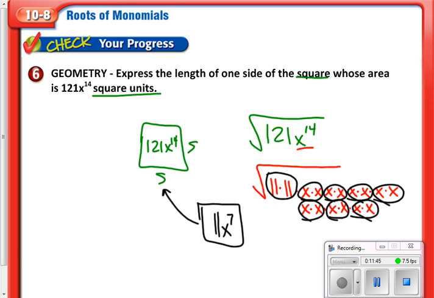And a way to double check that as well, 11x to the 7th, 11x to the 7th, 11 times 11 is 121. X to the 7th times x to the 7th is x to the 14th. So check out. This will conclude 10.8 Roots of Monomials.